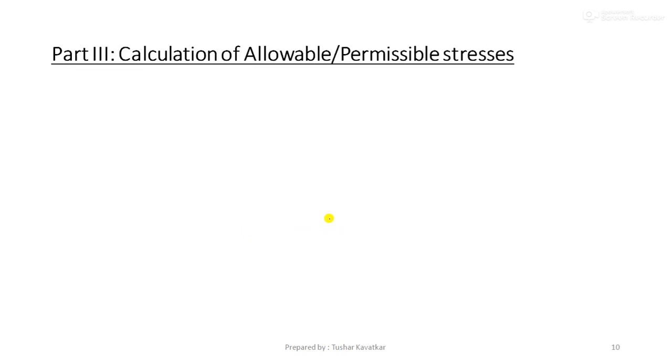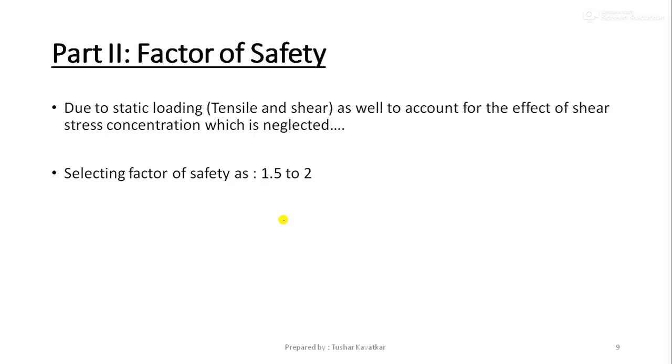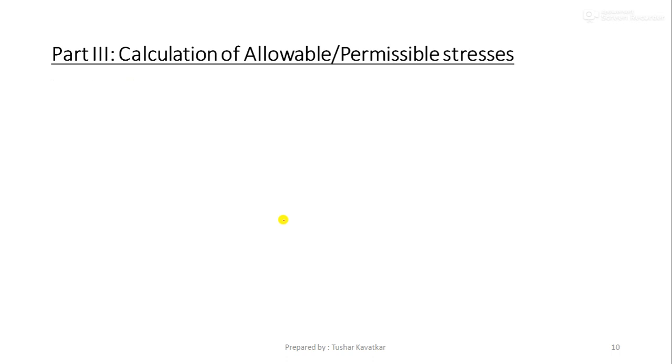Now part 3. See all these steps: what was the first step? Part 1 is selection of material, part 2 is the factor of safety, and now part 3 is calculation of allowable or permissible stresses. I am repeating, please watch all the videos where I have already taught what allowable stresses are, what factor of safety is, what the modes of failure are, and what the principal stresses are. All that basics will be helpful to you here. So let us understand the calculation of allowable or permissible stresses.